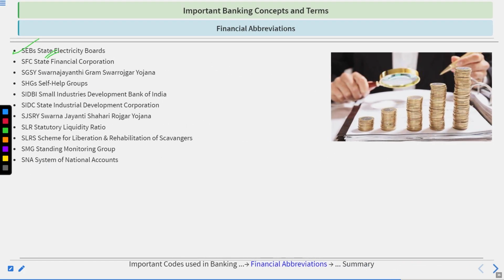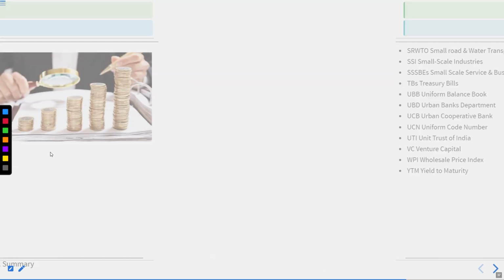SEBs State Electricity Boards, SFC State Financial Corporation, SGSY Swarna Jayanti Gram Swarozgar Yojana, SHG Self-Help Group, SIDBI Small Industries Development Bank of India, SIDC State Industrial Development Corporation, then SJSRY Swarna Jayanti Shahri Rozgar Yojana, SLR Statutory Liquidity Ratio, SLRS Scheme for Liberation and Rehabilitation of Scavengers, SMG Standing Monitoring Group, SNA System of National Accounts.